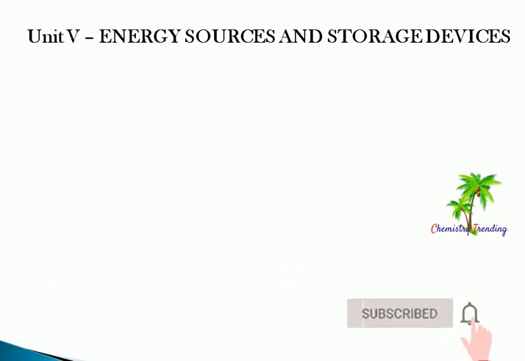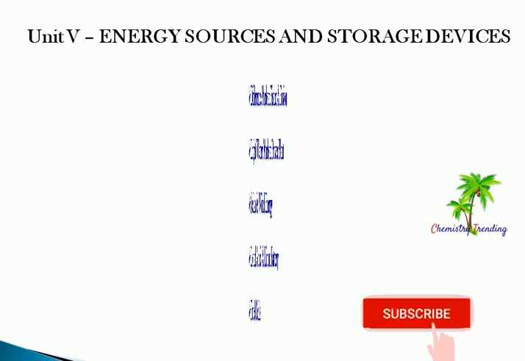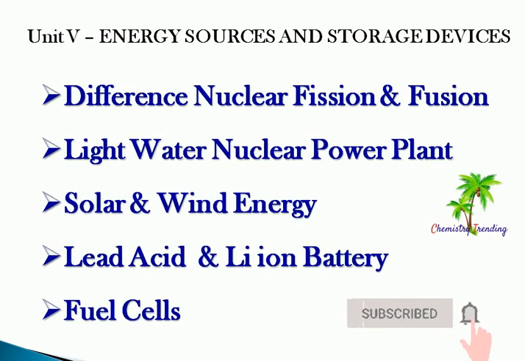Then unit 5, energy sources and storage devices. What are the important Part B questions? Difference between nuclear fission and fusion, and the light water nuclear power plant or nuclear reactor; explain the parts of the nuclear reactor in detail. Then solar energy and wind energy, lead acid battery, lithium battery, lithium ion battery, then fuel cells. These questions are very important for unit 5.